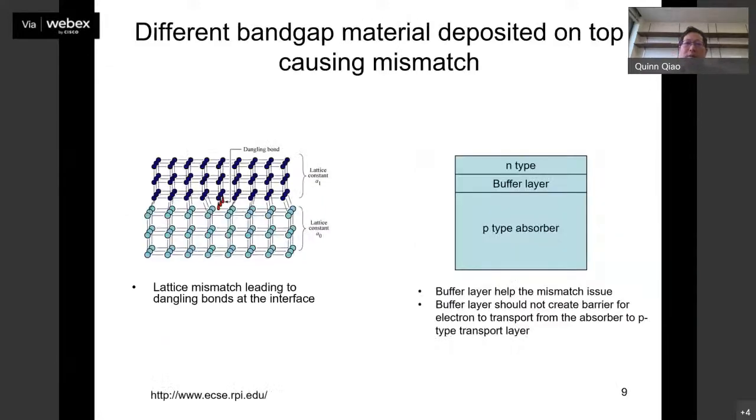So next thing about the band gap: when you deposit heterojunctions, you deposit two different materials. What does that mean? That means the materials have different lattice structures. Different lattice structures mean there's a lattice mismatch, right? For example, if this is my substrate, you know my lattice arrangement is like this, right?